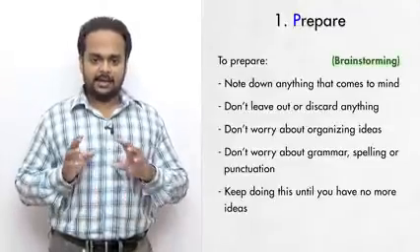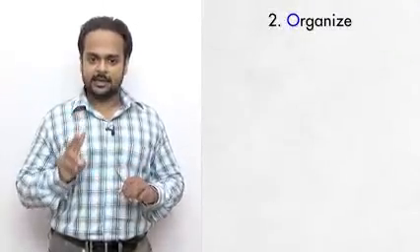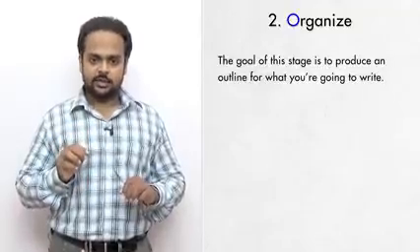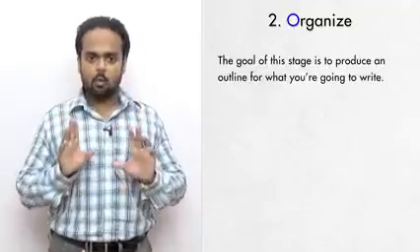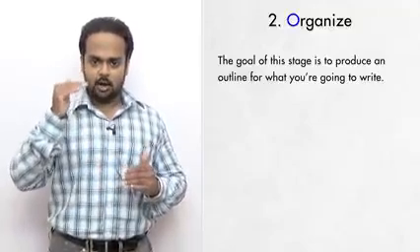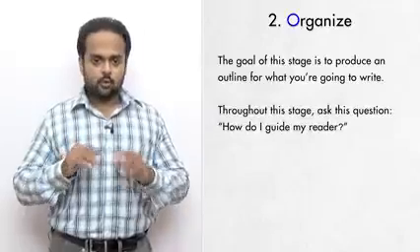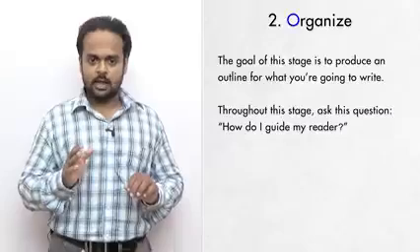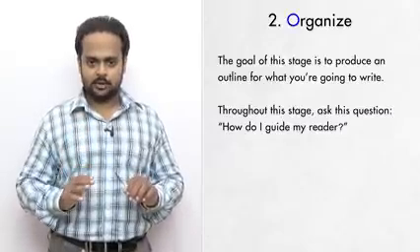Okay, once you have the ideas you need, you move on to the second stage, which is organize. The goal of this stage is to produce an outline for what you're going to write. That is, you're going to structure your ideas in a logical manner. So throughout this stage, you should keep asking yourself this question: how do I guide my reader?